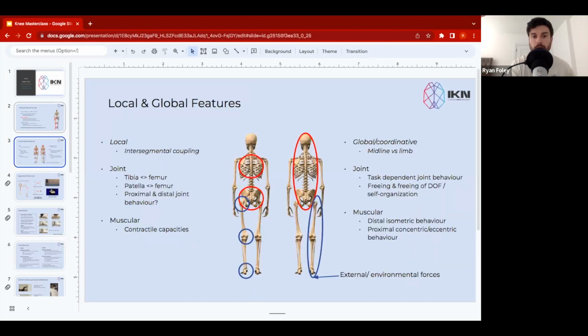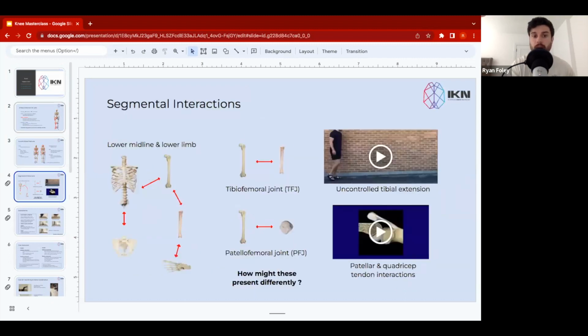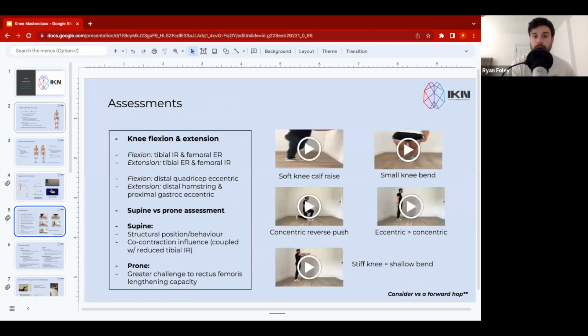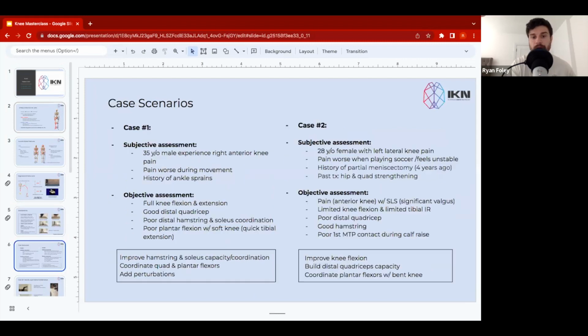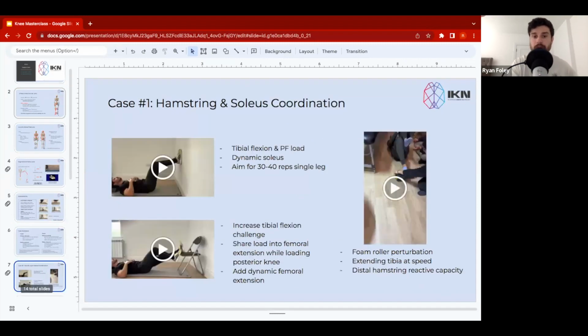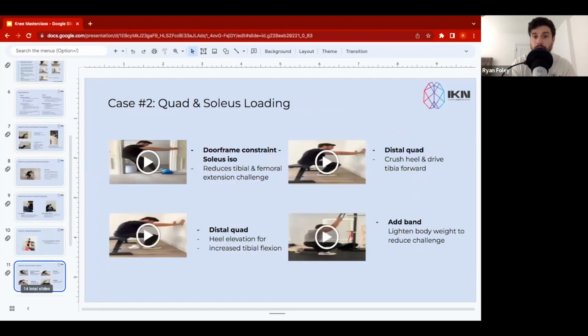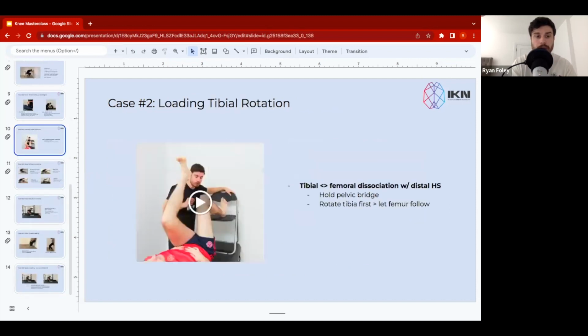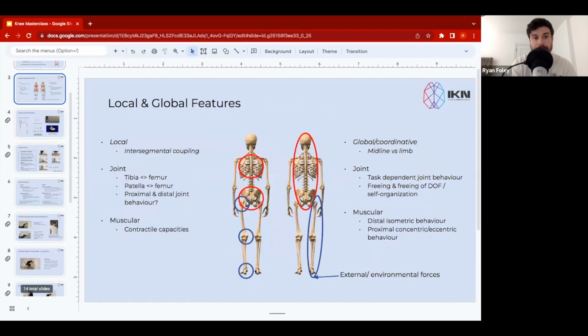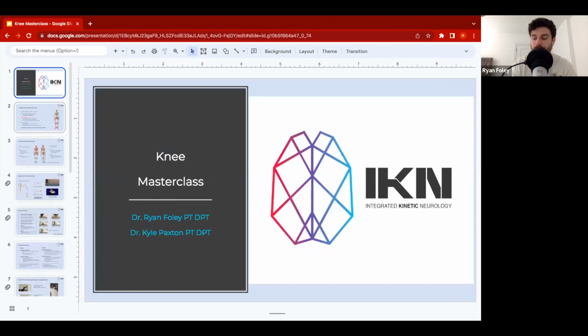We're going to talk through some local and global features, then dive into the local segmental interactions that represent the knee. Then we're going to go into some assessment strategies and some case scenarios, discuss the subjective and objective assessment features of both those case scenarios, and then use those to develop a thought process to guide the implementation of certain rehabilitation strategies across these two different cases.